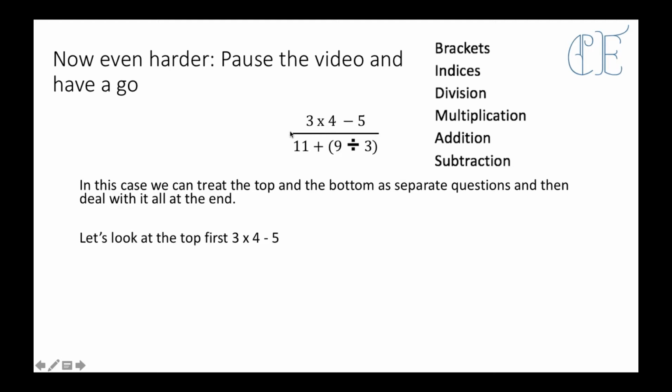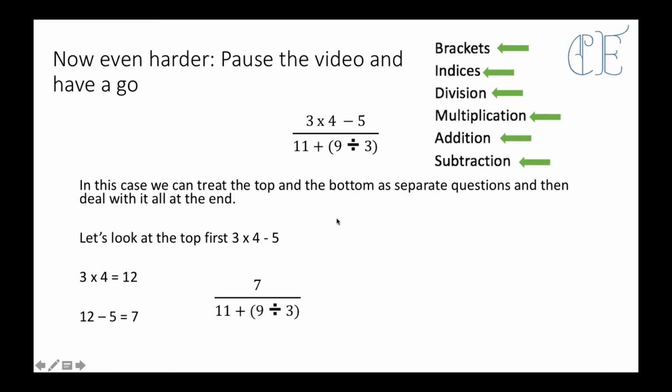So first of all, let's look at the top one. We've got 3 times 4, take away 5. So if we look at our list, we've got no brackets, we've got no indices, and we've got no division. So then we can go straight in with the multiplication. Okay, 3 times 4 first is 12. And then we've got no addition, so we can do the subtraction, and it's just this minus 5. So 12 take away 5 is 7. So our fraction starts to look like this. This whole thing has been replaced with our 7 here.